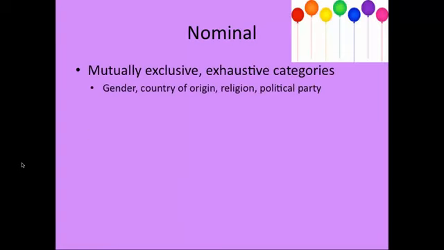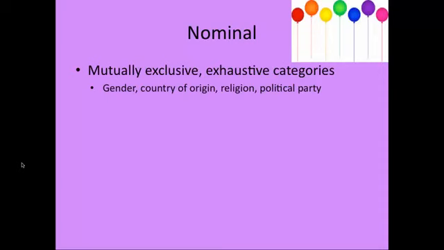Nominal measurement is used when your observations can be placed in mutually exclusive, exhaustive categories. So it must be the case that each observation belongs to one and only one category. Gender, country of origin, religion, and political party are all examples of variables measured at the nominal level.